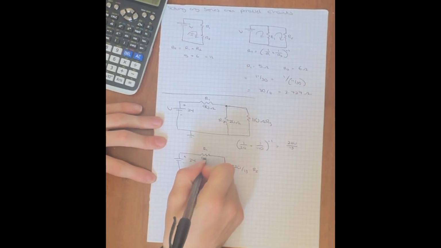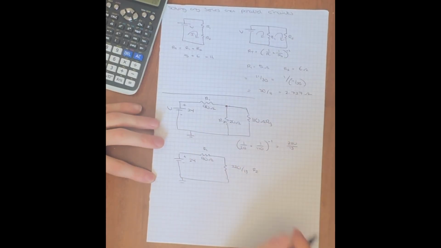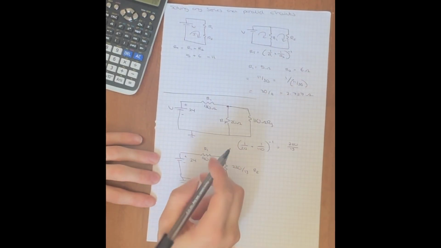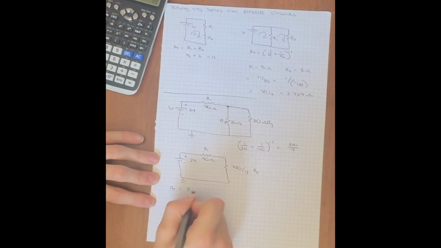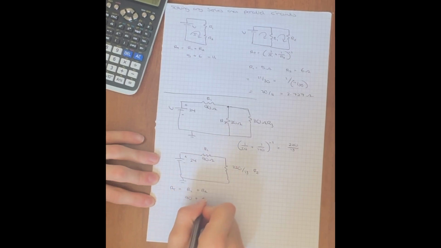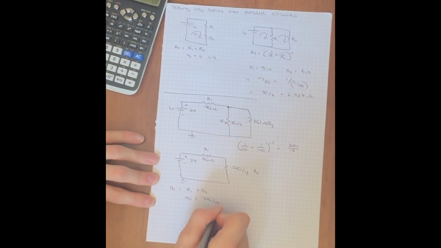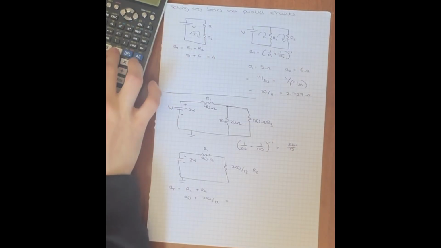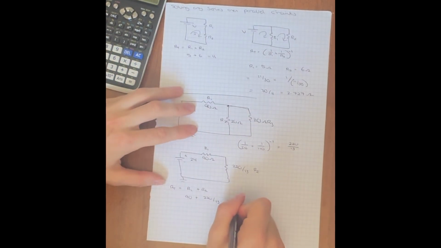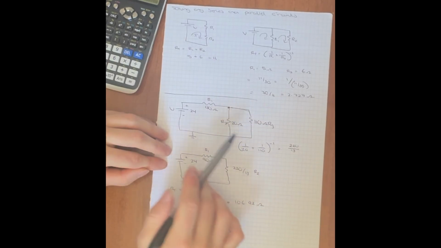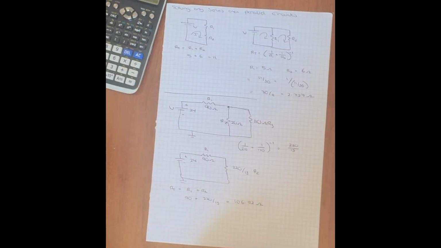We know that R1 is 90 ohms, and here, remember, because they're in series now, we can just add them up using this formula. So 90 plus 220/13, and that will give us 106.92 ohms. All of these resistors are in ohms, so the final answer will be in ohms.